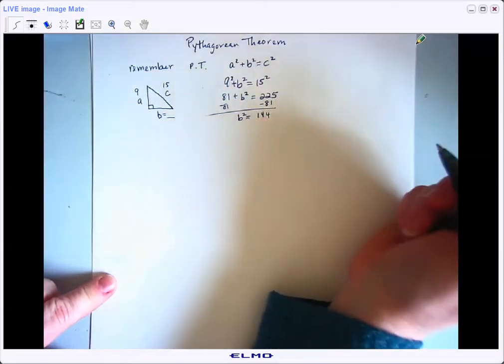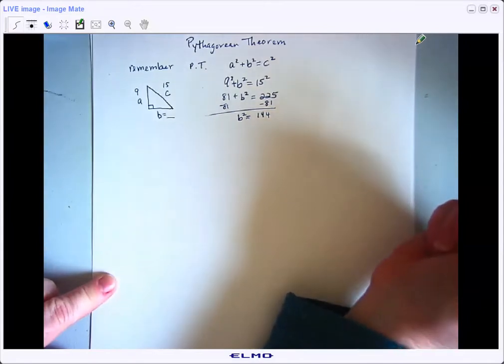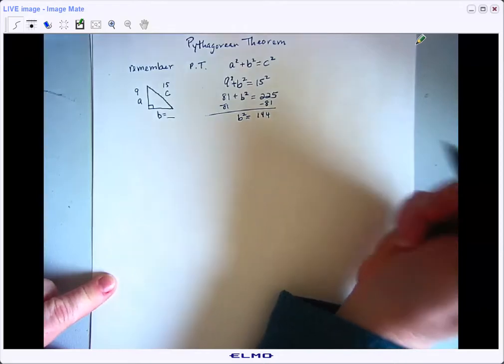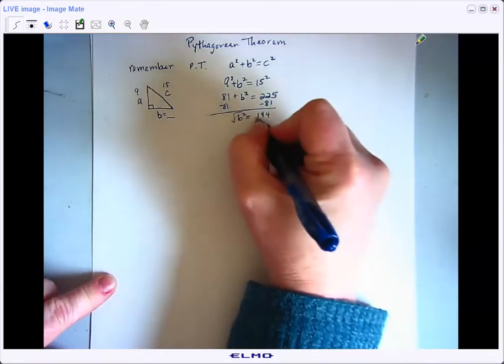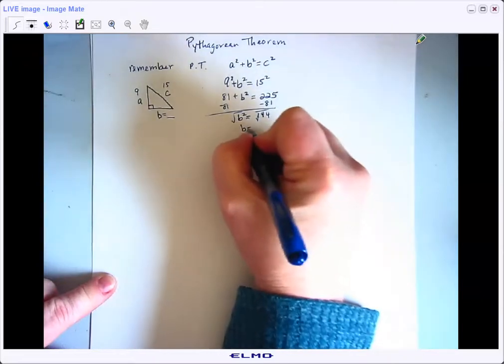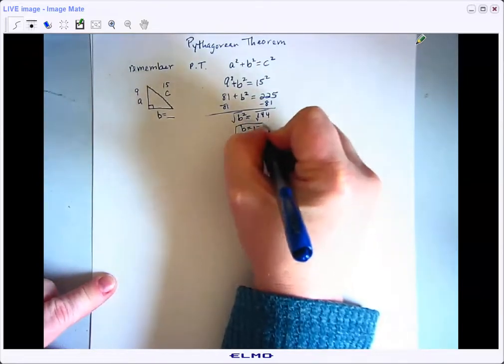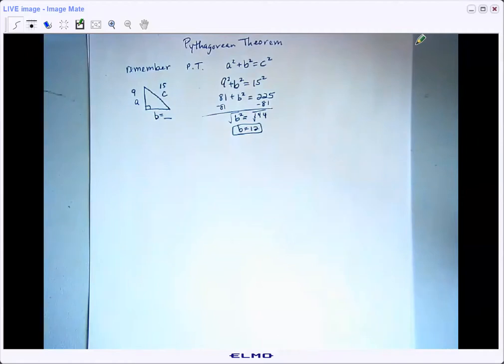Anybody remember the opposite of a square is what? A square root. Good. We're going to square root both sides. And we get B equals 12. Okay, so we've done that. That's nothing new to us. But today we're going to be looking at it in a slightly different fashion.